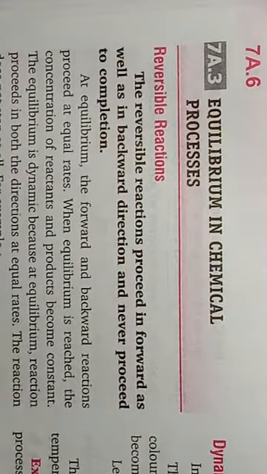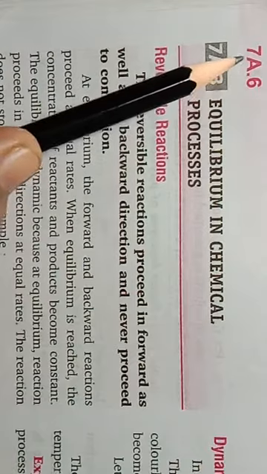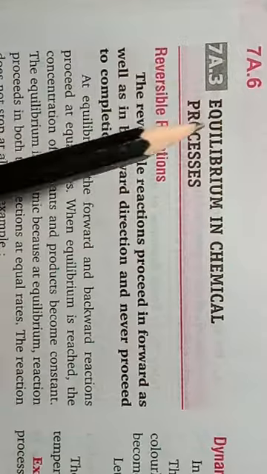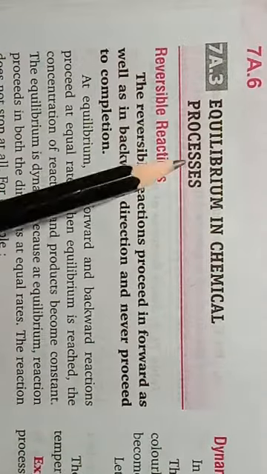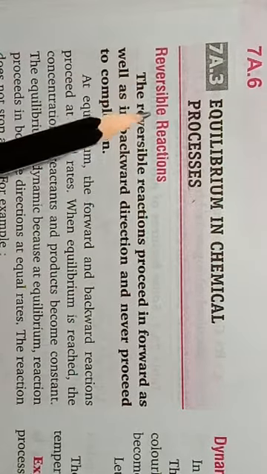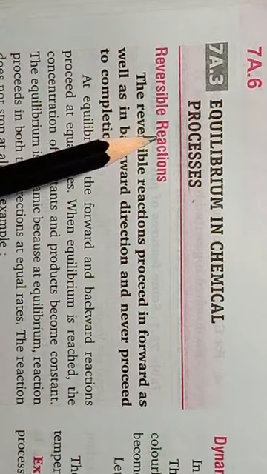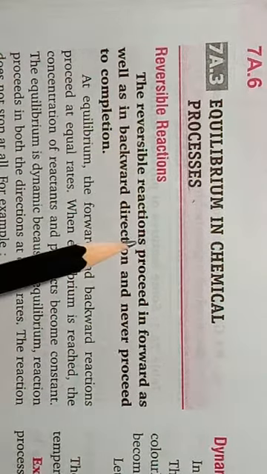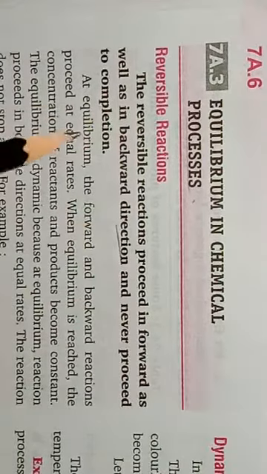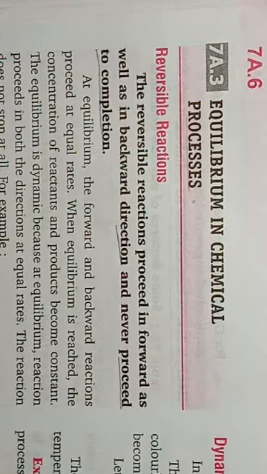Hello children, today we will start this lecture from page number 7a.6, paragraph number 7a.3, equilibrium in chemical processes. Okay, so the first heading is reversible reactions. According to the definition, reversible reactions proceed in the forward as well as in the backward direction and never proceed to completion.